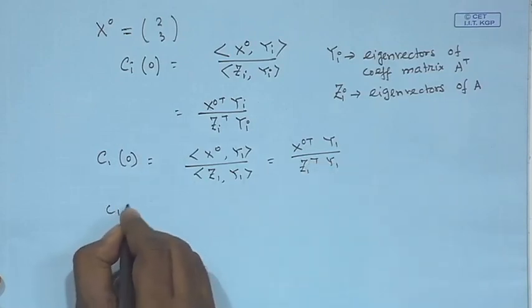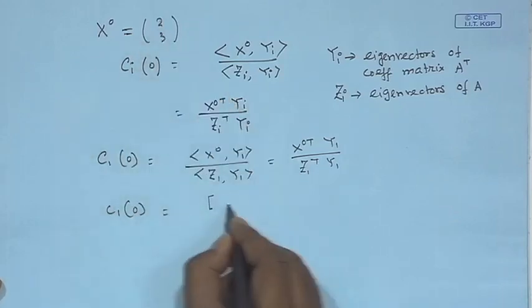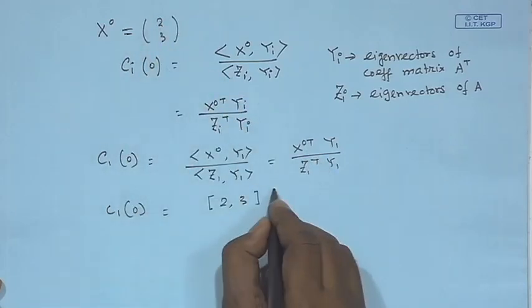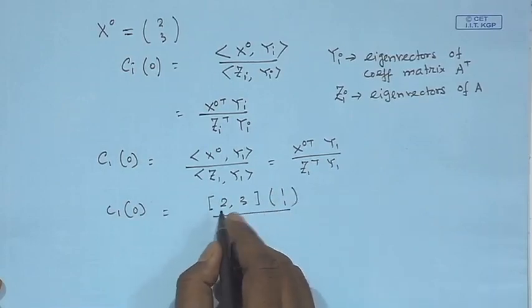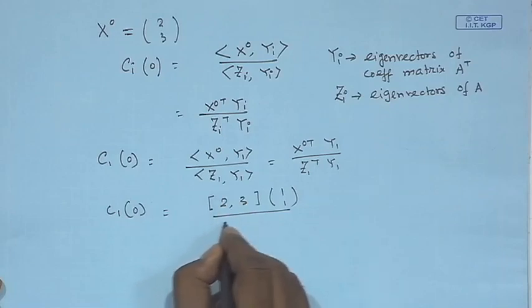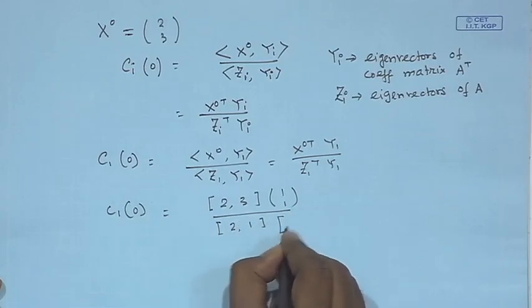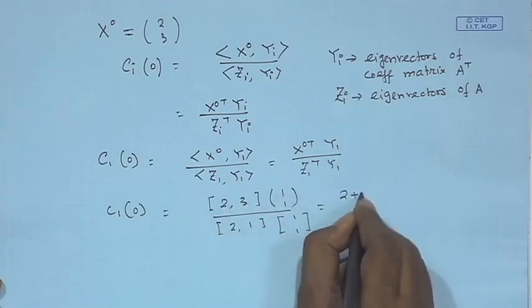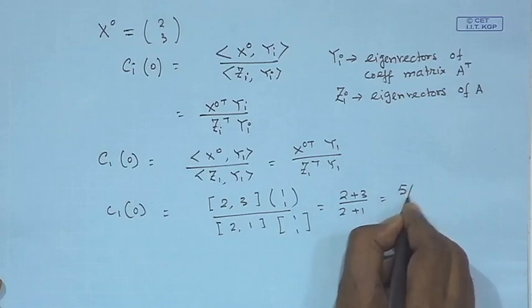For the coefficient C 1 0, x 0 transpose is the transpose of the vector 2 3, and y 1 is the eigenvector 1 1, divided by z 1, which was the vector 2 1, with y 1 being 1 1. So this will be 2 into 1 plus 3 into 1, divided by 2 into 1 plus 1 into 1. It will be 5 by 3.